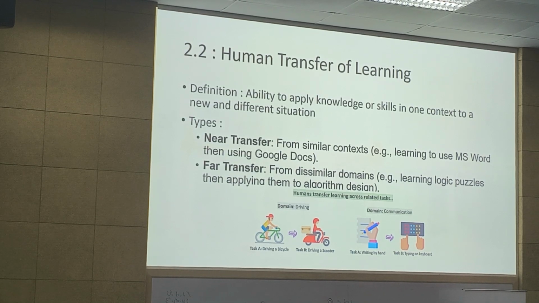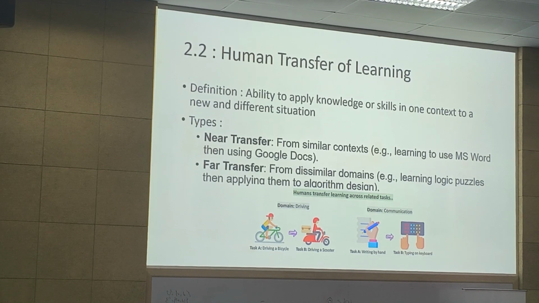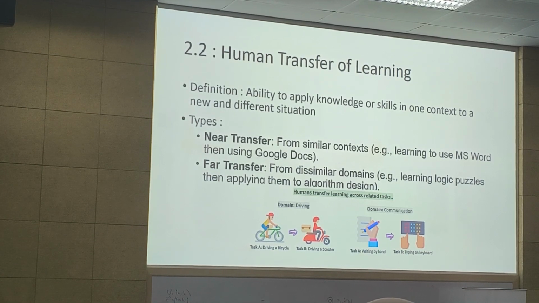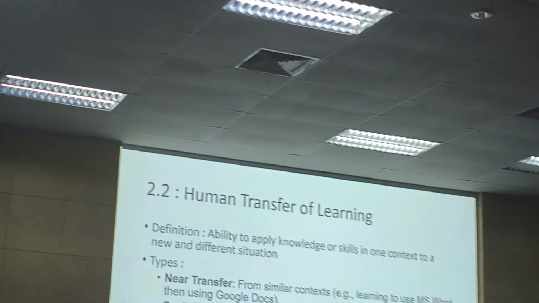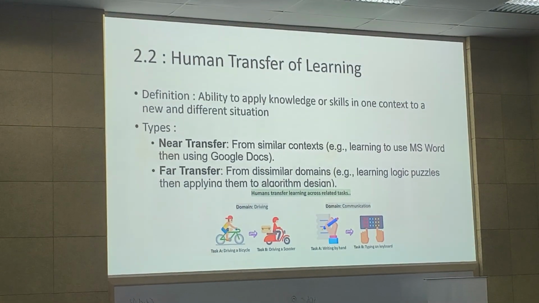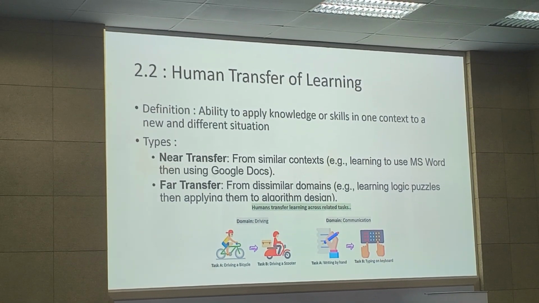Second part is on how we humans do transfer learning. Okay, so this is about how we are able to more easily learn a new aspect. Let's say you know how to ride a bicycle, now you want to learn how to ride a motorbike. Okay, this is something to do with this sort of transfer learning. One is called near transfer, another one is called far transfer.